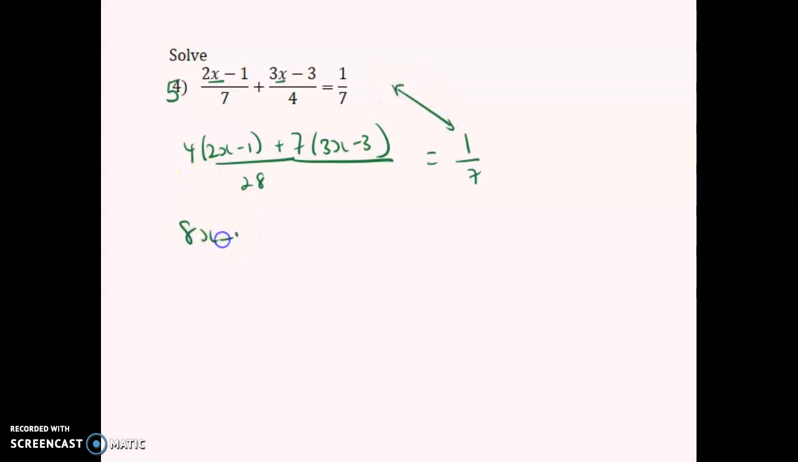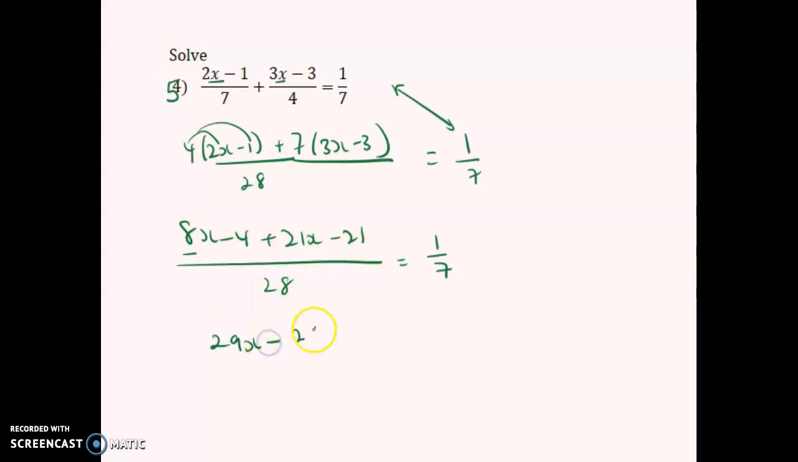I get 8x minus 4. How did I get that? Just multiply by that. 21x minus 21 all over 28. Simplifying again, 8x plus 21x will end up being 29x, and minus 4 minus 21 is actually minus 25, all over 28, 1 on 7. Hope you all are understanding.